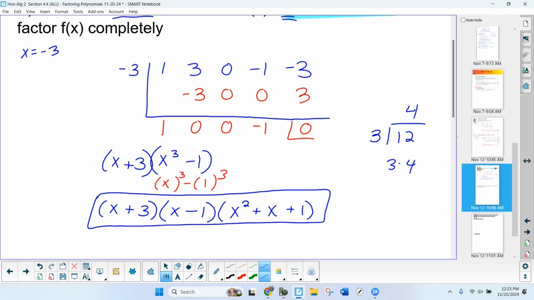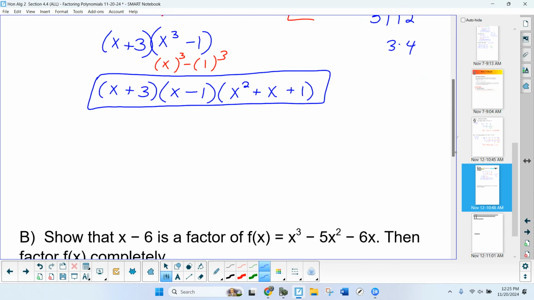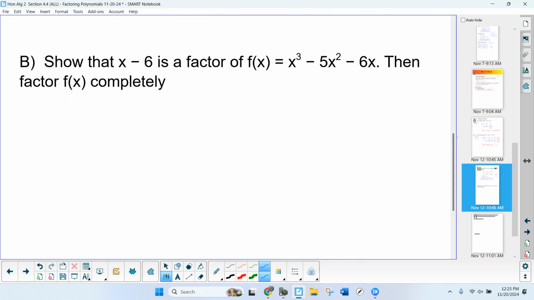We're not doing the back page. Show that x minus 6 is a factor. So what do you guys have in here? 1, negative 5, negative 6, 0. What goes on the outside when you set this equal to 0? 6.